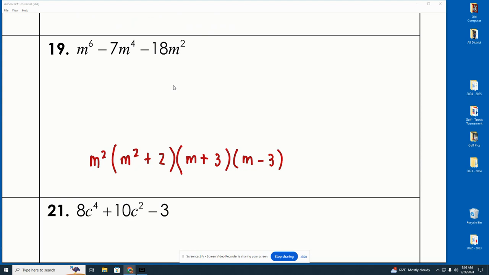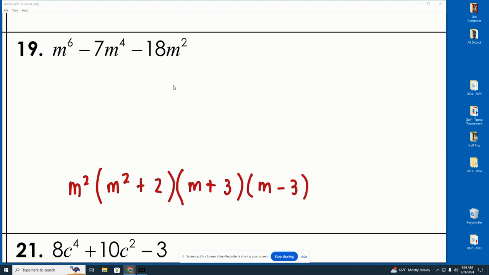There was a GCF. We factored a trinomial into 2 binomials. And then we factored a binomial into 2 binomials. A lot going on. How do y'all feel about this one? Thumbs up? So-so? Do I need to do it? All right, let's knock it out.